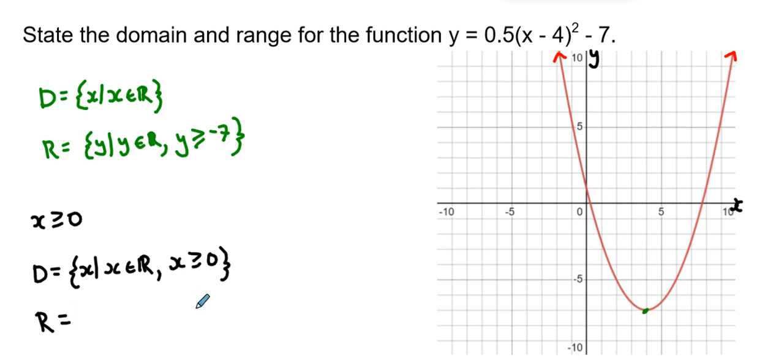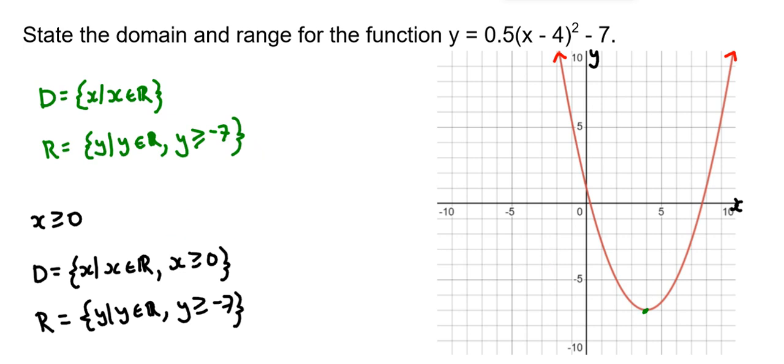doesn't actually change. The range could still be from -7 all the way up. So the range is not affected by this restriction. And we'd say y is an element of the real numbers where y still has to be greater than or equal to -7. If you'd like to try writing these out using interval notation, by all means, you can try to do that. If you want to pause the video here and see if you get it right, I'll put them in here for you.